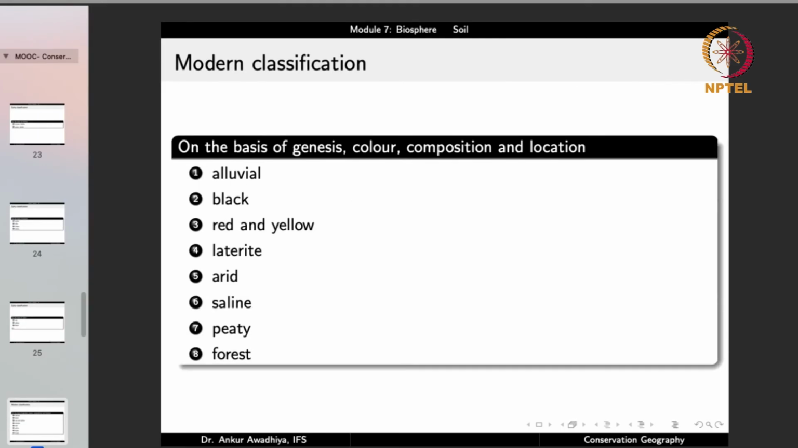But now the modern classification compiles all of this information together, and now we classify soils on the basis of their genesis, which is how they came into existence, their history, the color, the composition, and the location. So now when you classify soil into one of these 8 categories, alluvial, black, red and yellow, laterite, arid, saline, peaty, and forest, you can get an idea about the genesis, the color, the composition, and the location of the soil.